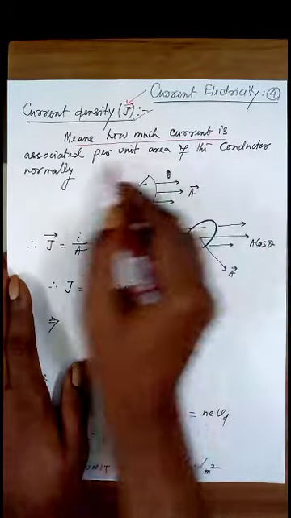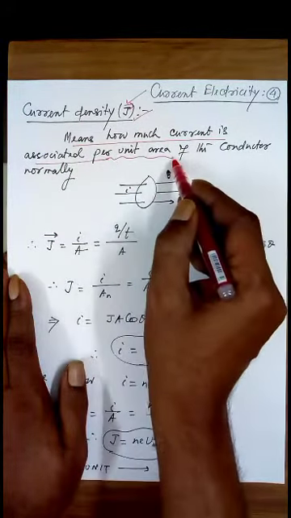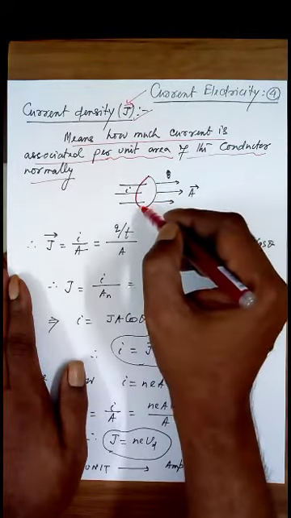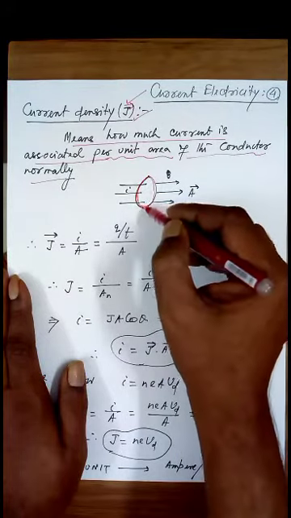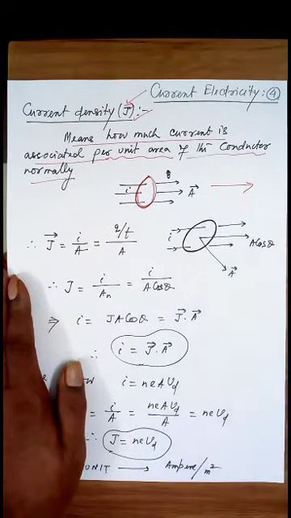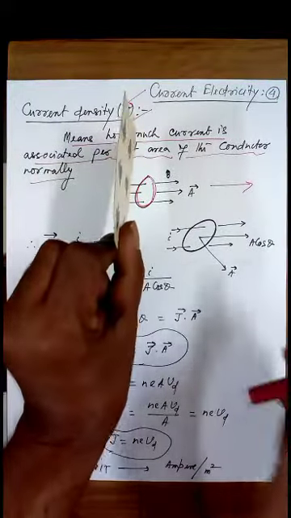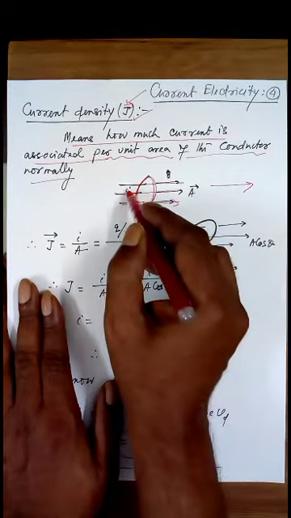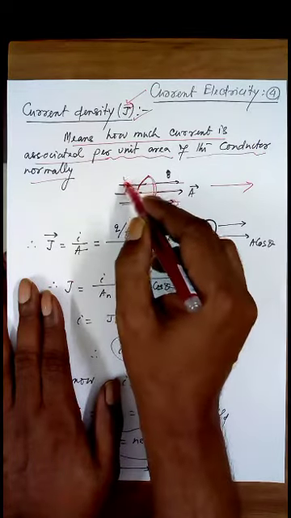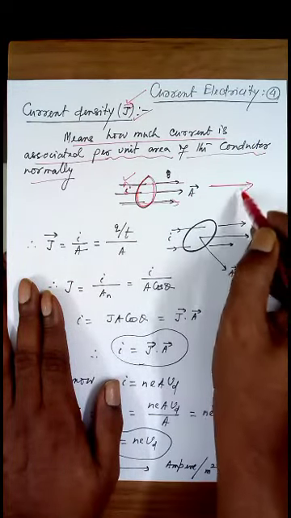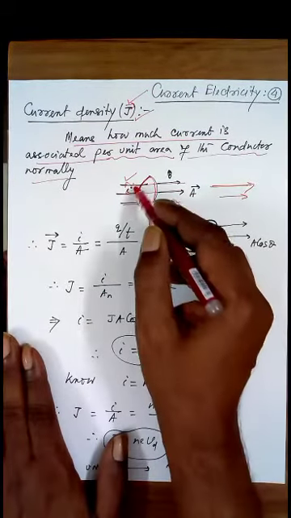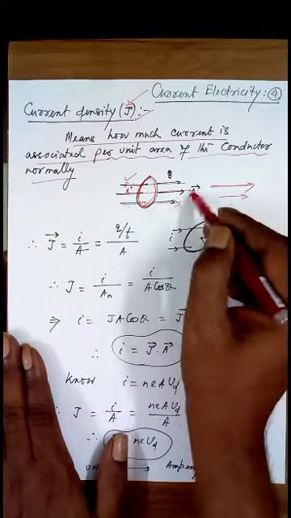This means how much current is associated per unit area of a conductor normally. Look, this is an area. Suppose this area is pointing to this side, and the current is also in the same direction. So the direction of current and direction of the area are in the same direction. Means the angle between them is 0. Means all these currents are coming out from this area normally.